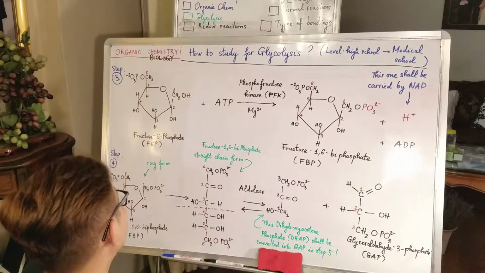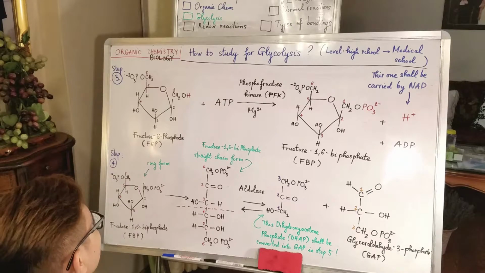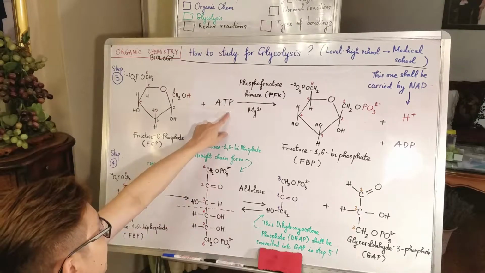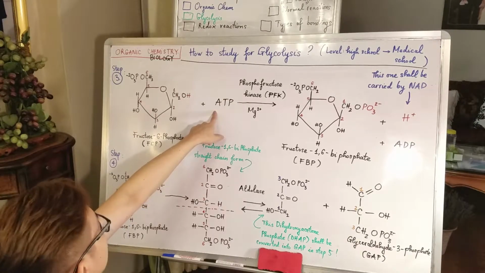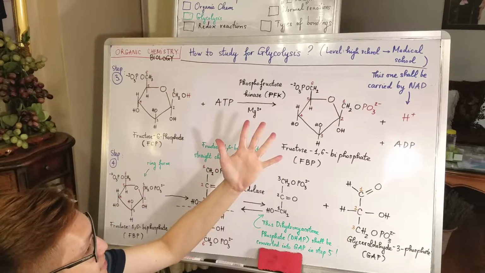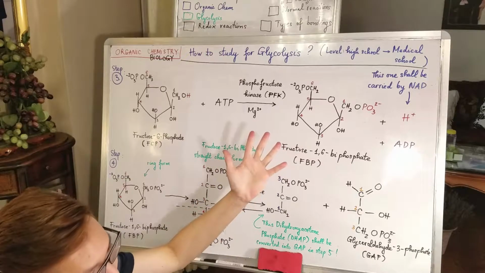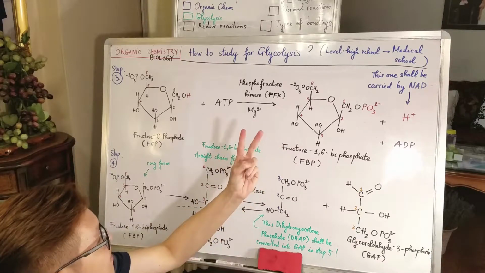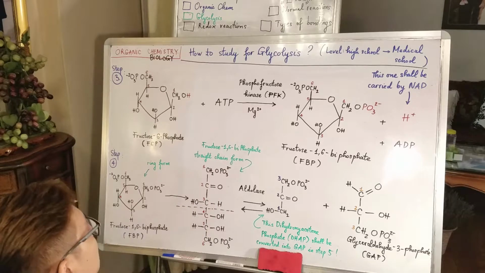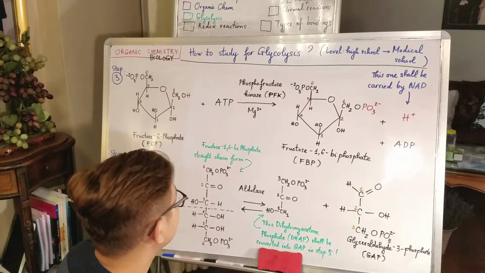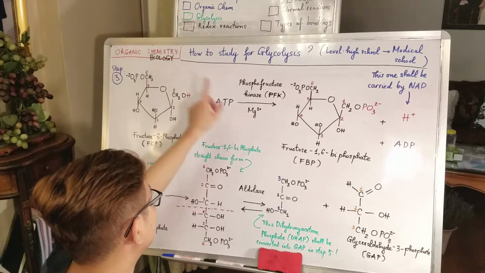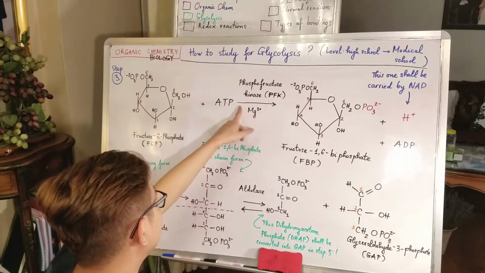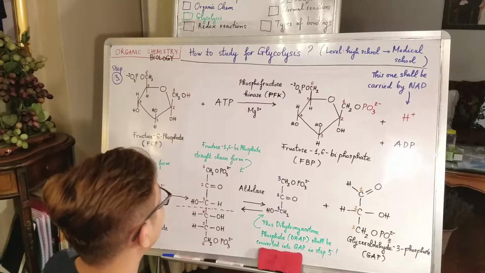PFK. And also, since you want to add a phosphate group, you need ATP there. This is a second ATP usage. Remember? In the first 5 steps of the preparatory phase, you need to use up 2 ATP. So this is a second ATP utilization. And of course, you need an environment that contains magnesium ion.